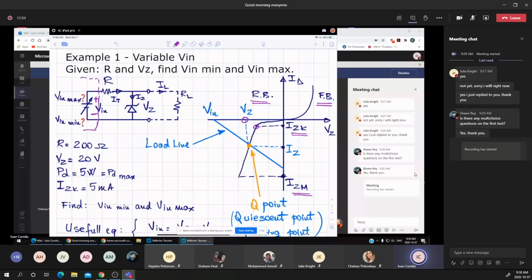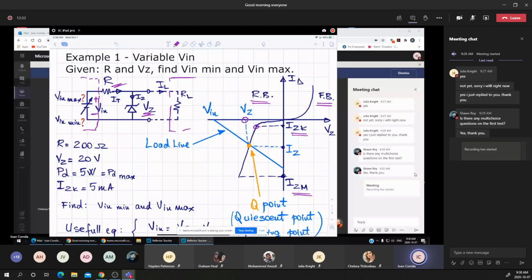On the left side of the resistance and diode, we have the voltage source, which means that we sometimes have to determine the minimum and maximum input voltage for a given resistance and a given Zener voltage. On the right side, anything that is connected between the two terminals of the voltage becomes a load.